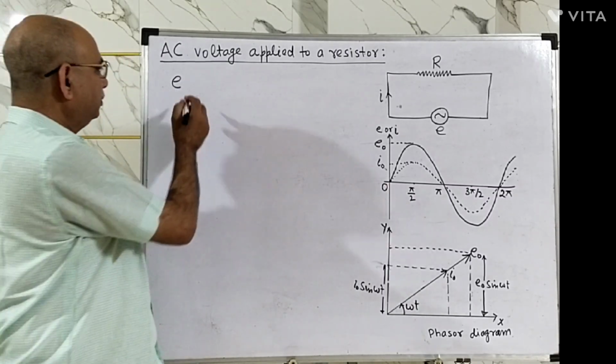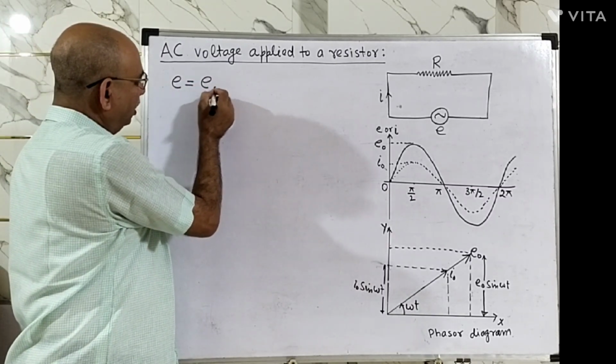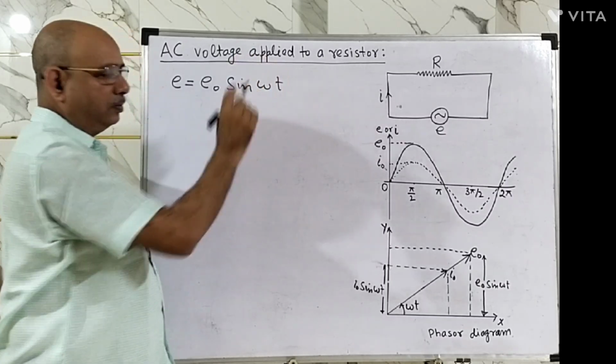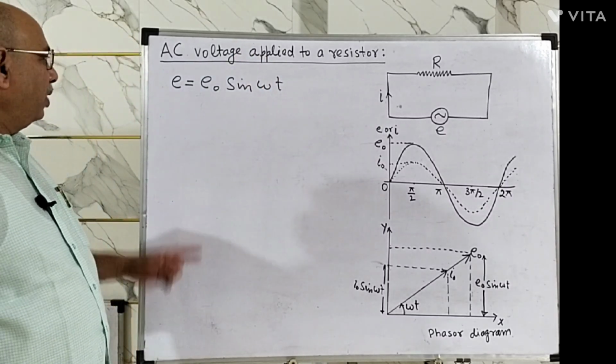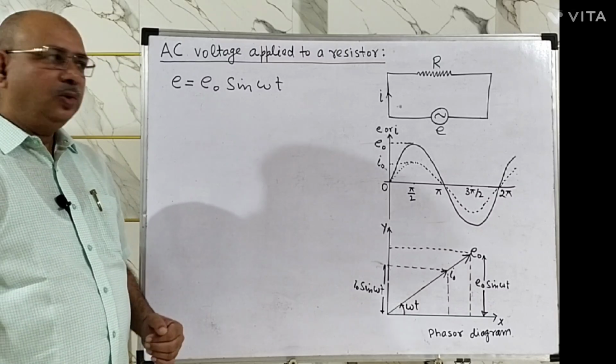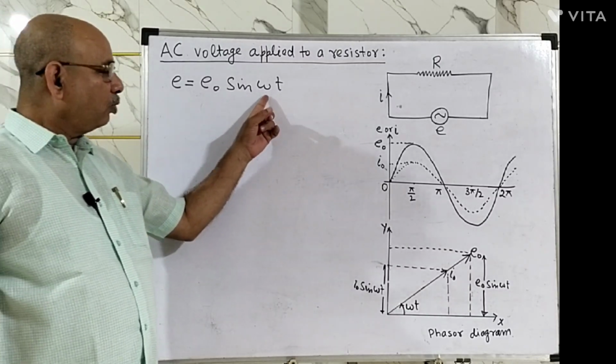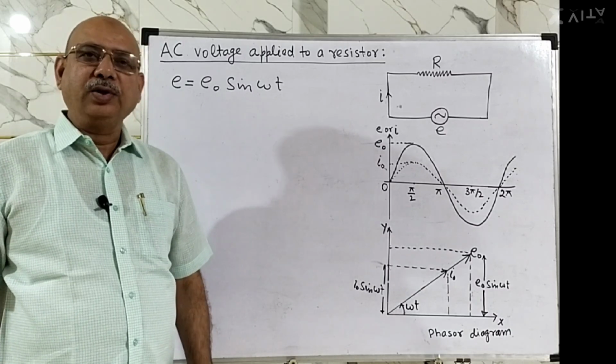E is equal to E naught sine omega t, where E is the instantaneous value and E naught is the peak value or maximum value and omega is its angular frequency.